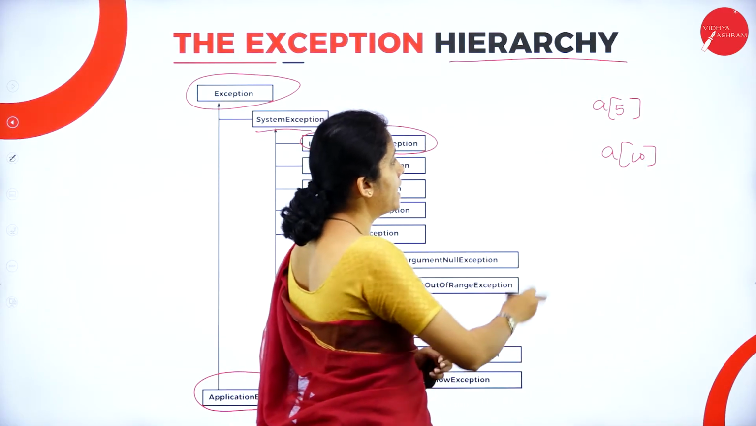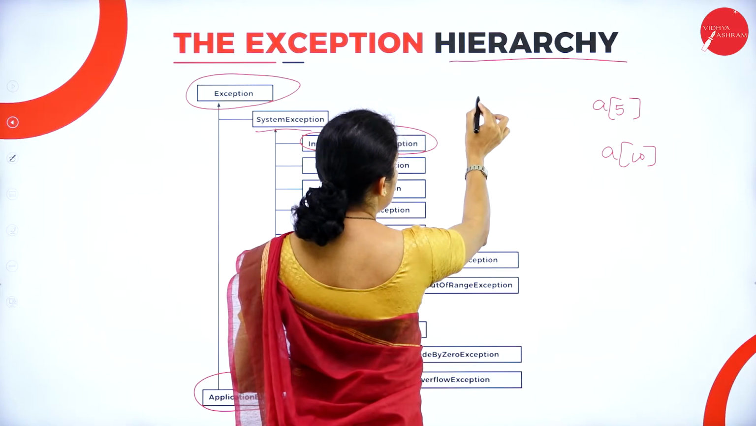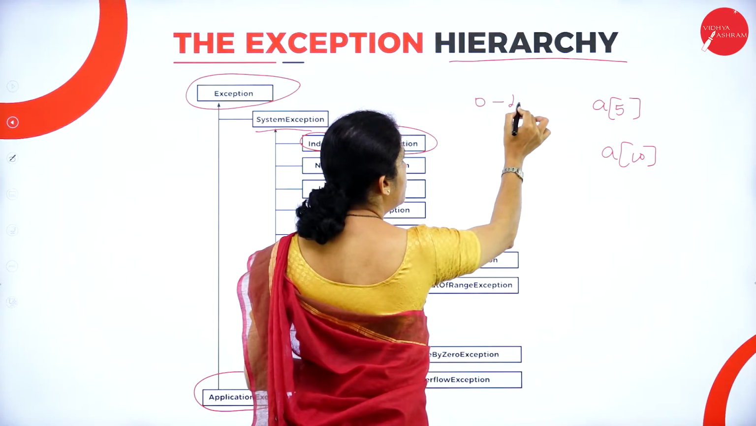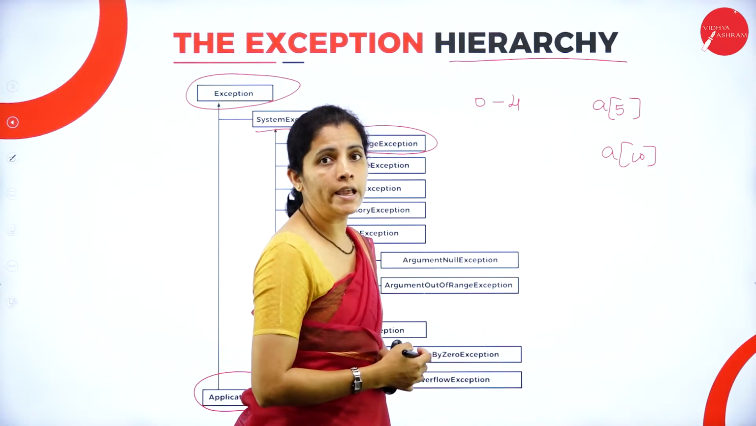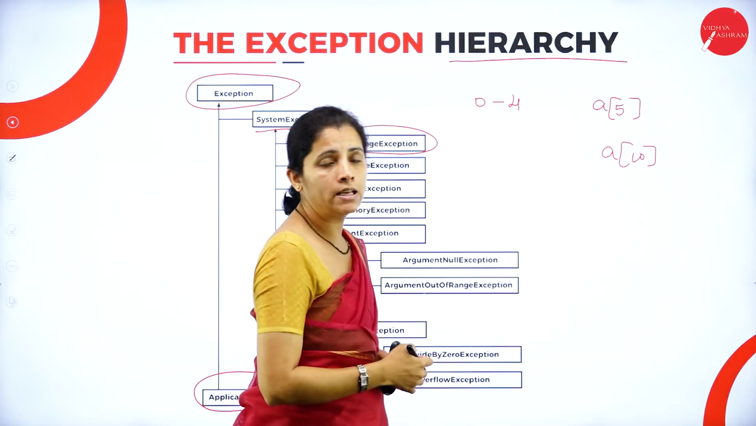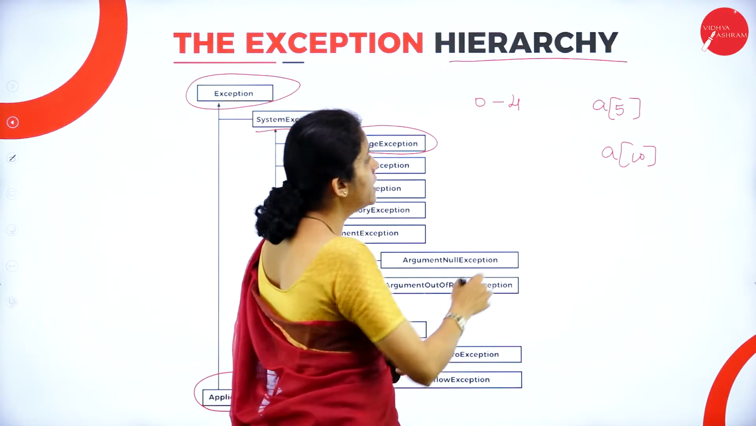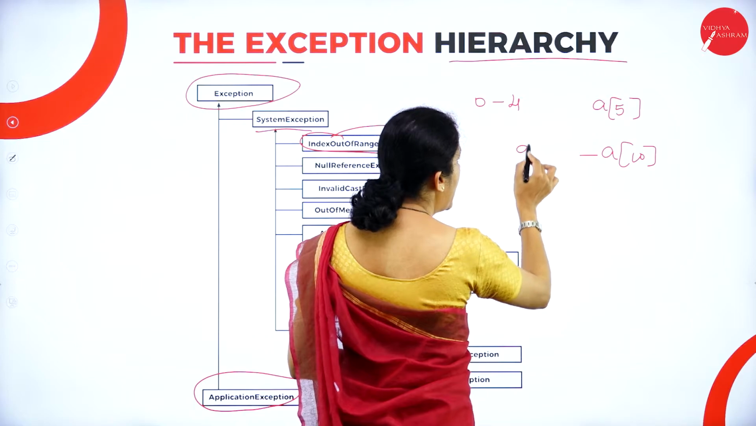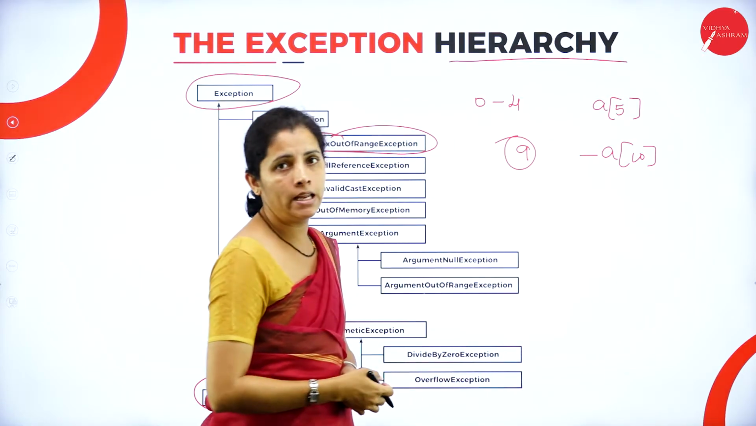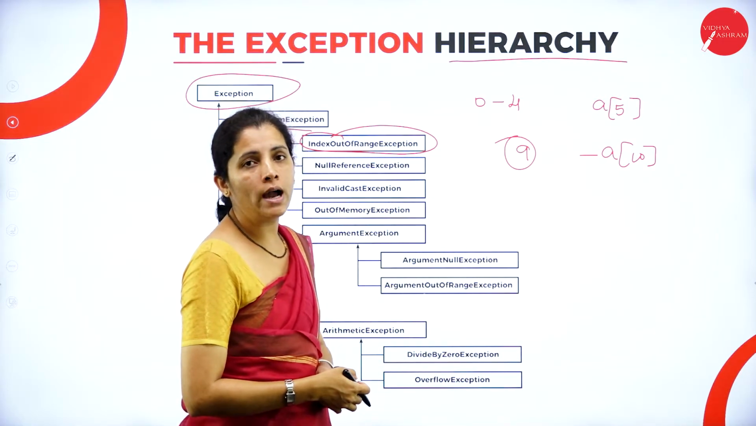Okay, and when I write A of 5, it starts from 0 to 4. So what is the range of array A? That is 0 to 4. But here I'm trying to access the 9th element. Then what's going to happen?